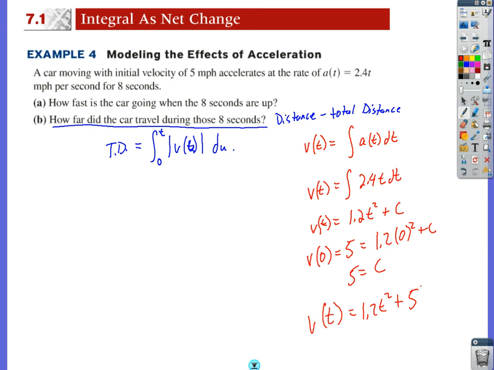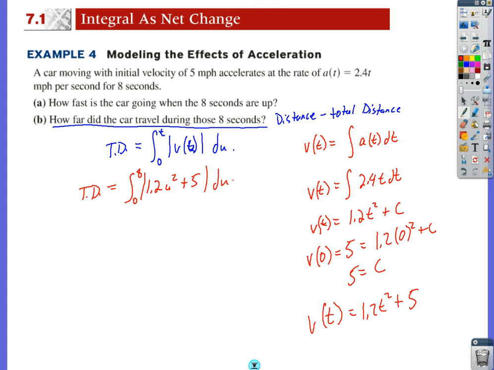Okay, so then I come back over here to my total distance, and I go ahead and plug that in. Integral from 0 to 8, absolute value of 1.2 u squared plus 5 du. So again, what you have to do is a little bit of analysis here.